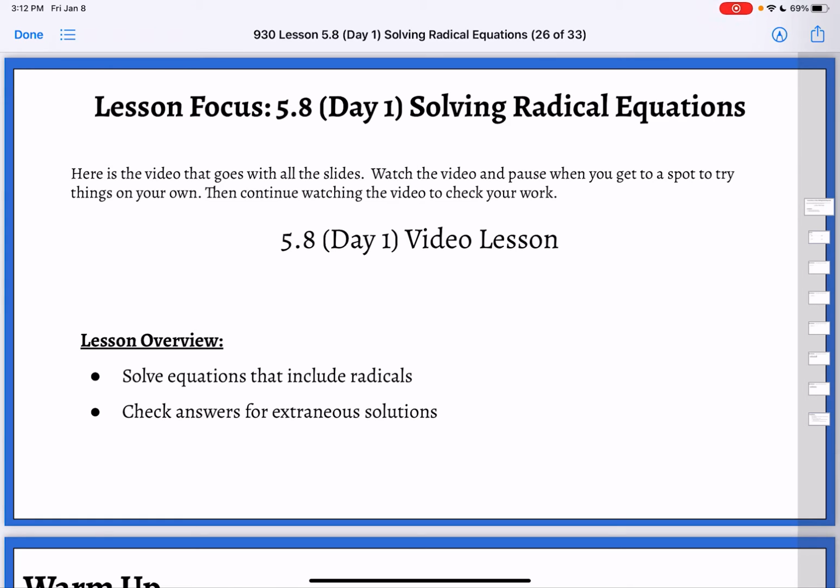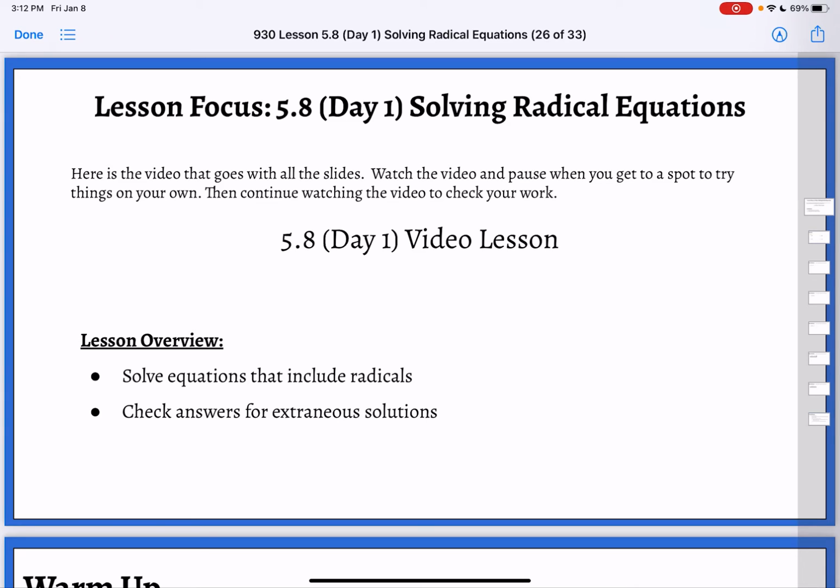So our last topic in Unit 5 for 930 is we are going to talk about how to solve radical equations. So this is when you have a radical in your equation to start with. I know with Pythagorean theorem we used radicals in order to solve equations that had that squared exponent, but today it's going to be the flip of that. So what happens when there's a radical in your equation to start with?